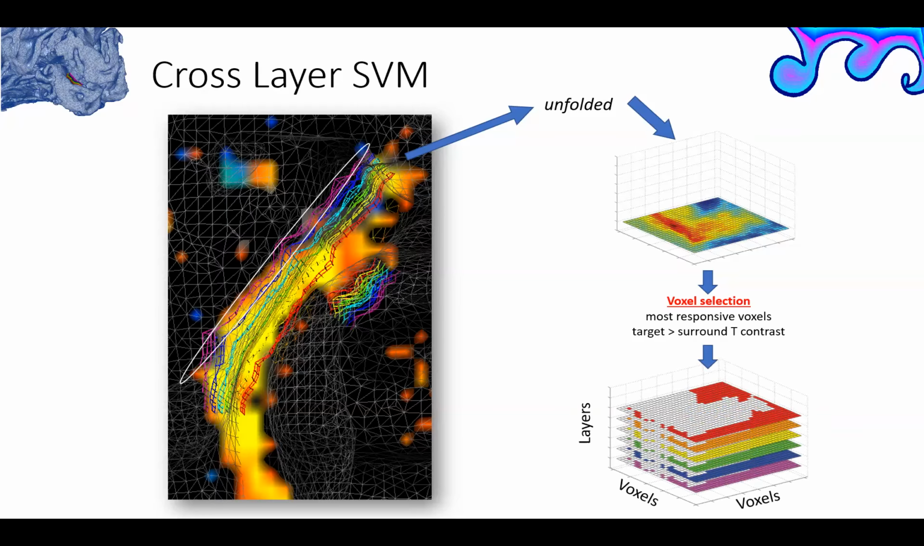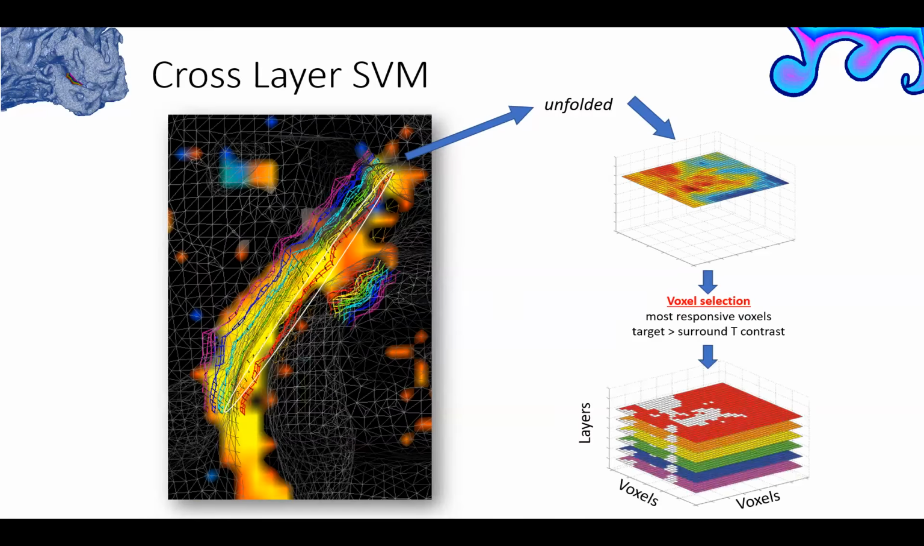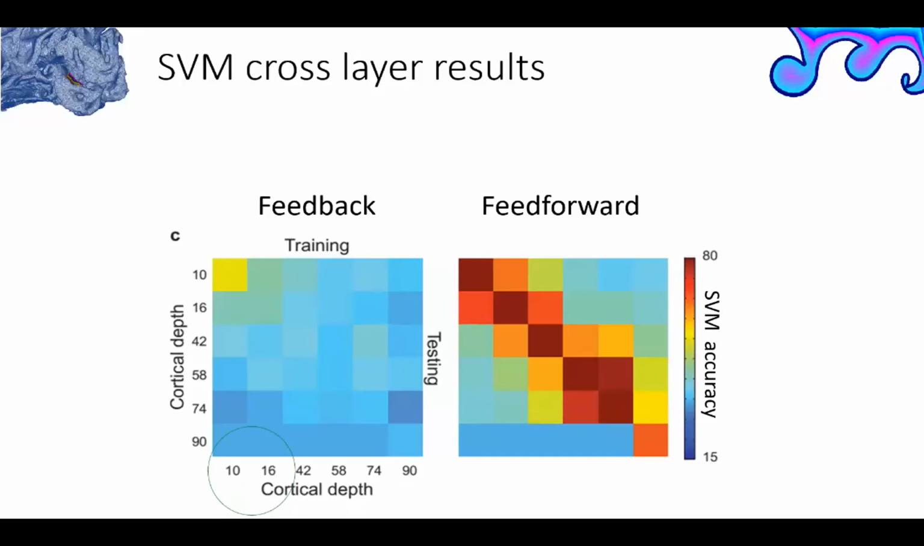This then allows us to have the same number of voxels across layers and train our SVM on one layer and see how well it generalizes within layer, but also across layers. And we can repeat this trick, obviously, for all layers. So we did it for the innermost layer, which I showed you before, and this is an example from the outermost layer, where we compute this logical mask on the outermost layer and then project it down across layers. And so these are the results between feedback and feed-forward conditions.